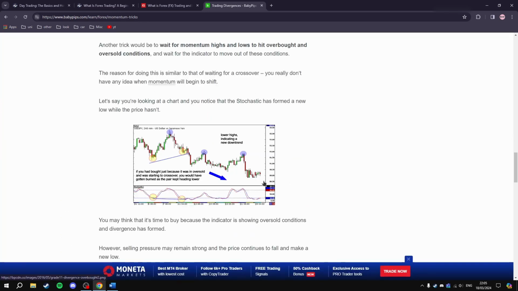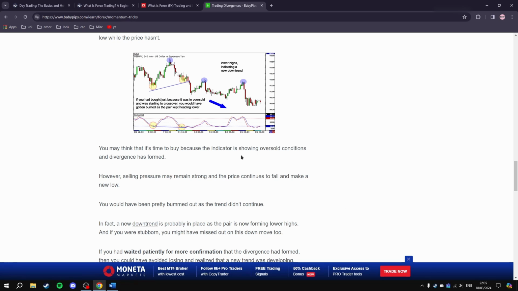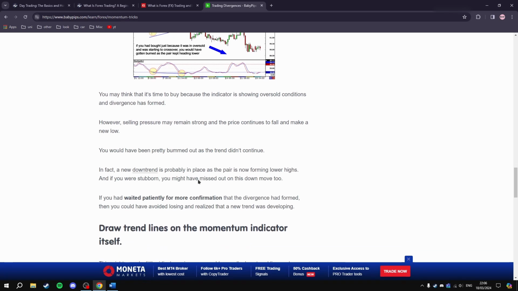You may think it's time to buy because the indicator has shown oversold conditions and divergence has formed. However, selling pressure may remain strong and the price continues to fall and make a new low. You would have been pretty bummed out as the trend didn't continue. In fact, a new downtrend is probably in place as the pair is now forming lower highs, and if you were stubborn, you might have missed out on this down move too. If you had waited patiently for more confirmation that the divergence has formed, then you would have avoided losing and realized that a new trend was developing.